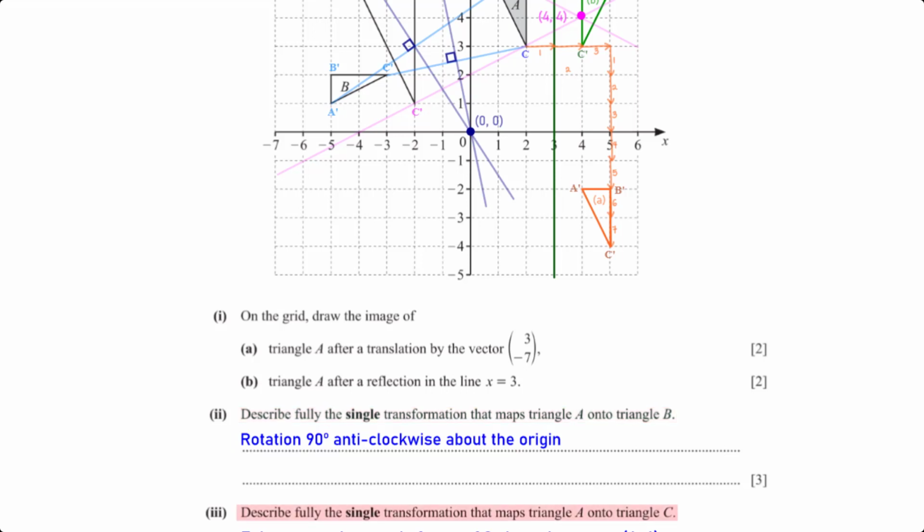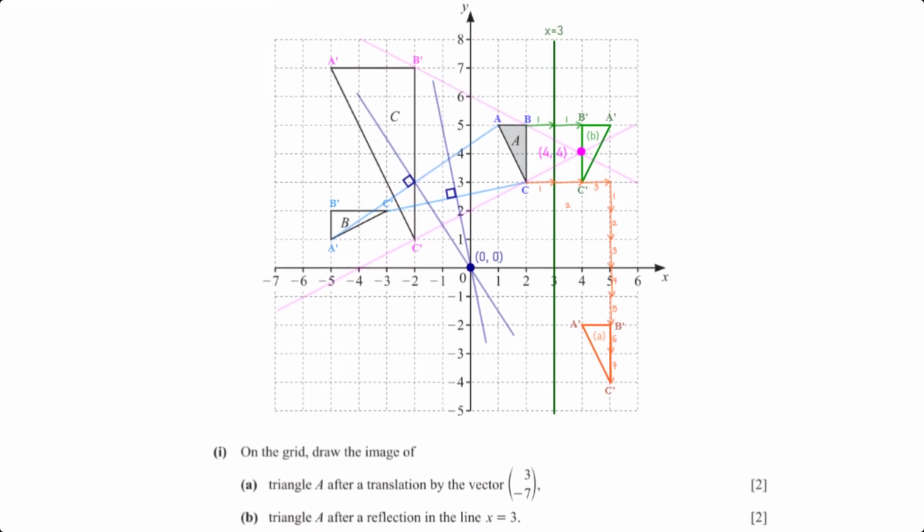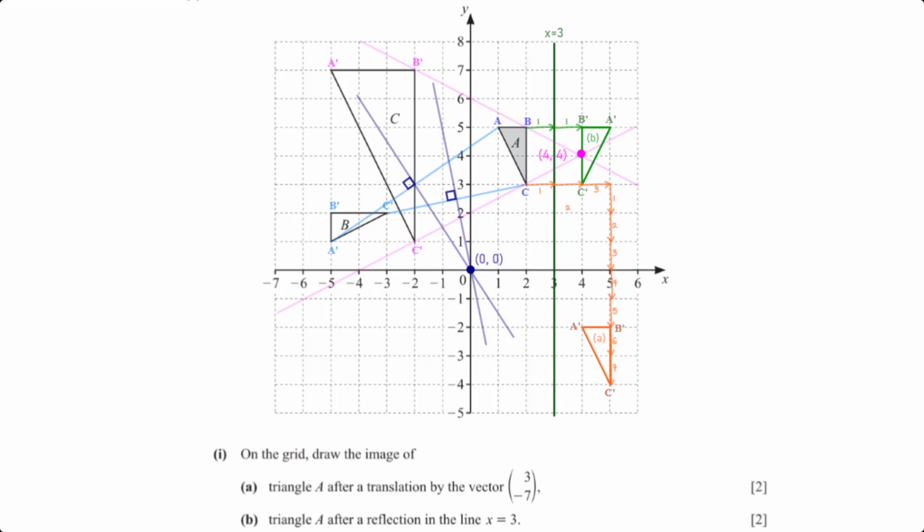Describe fully the single transformation that maps triangle A onto triangle C. When we look at triangles A and C, we can tell straight away that this is an enlargement by a scale factor of 3 because each of the sides of the image, which is triangle C, is 3 times its corresponding sides in triangle A. This is a positive scale factor because triangle C has the same orientation as triangle A.